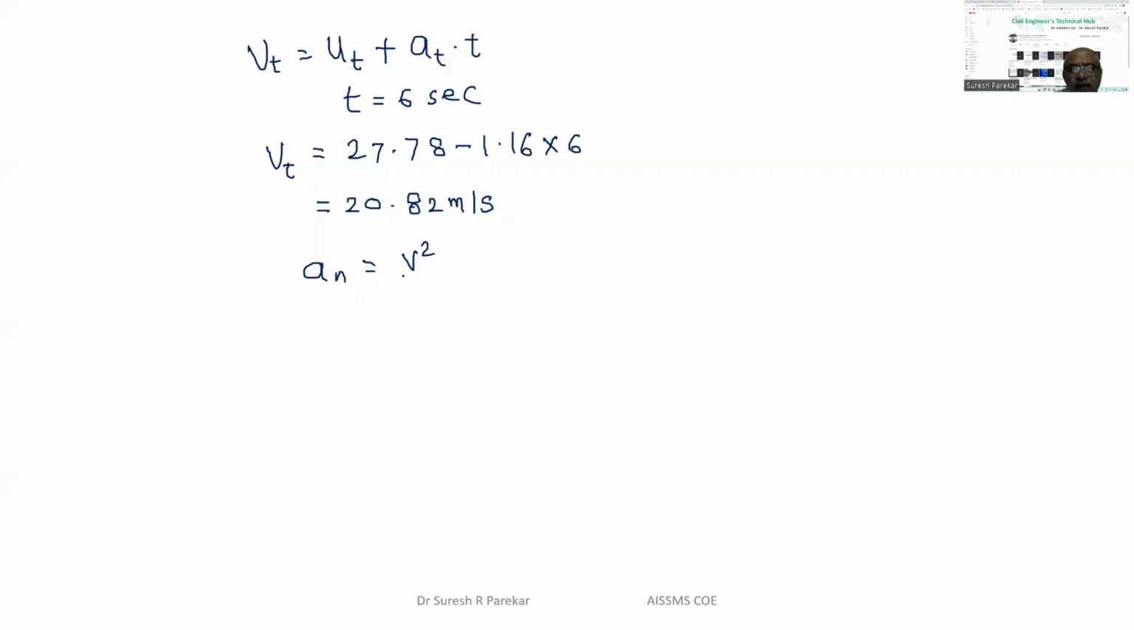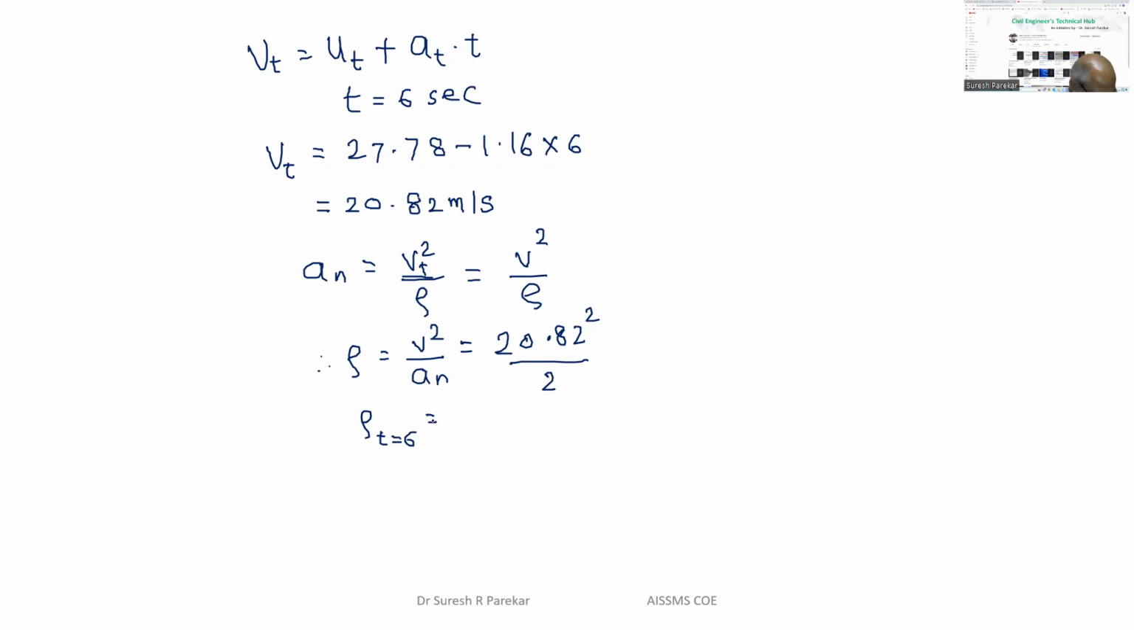Now knowing this value, we can find the radius of curvature. a_n is v_t square by rho, or v square by rho, because we know v_t is always v. Therefore rho is equal to v square by a_n. We have 20.82 square, and a_n is 2, and from this we get rho at t equal to 6 equal to 216.74 meters.